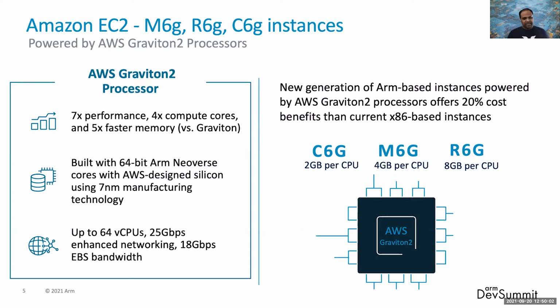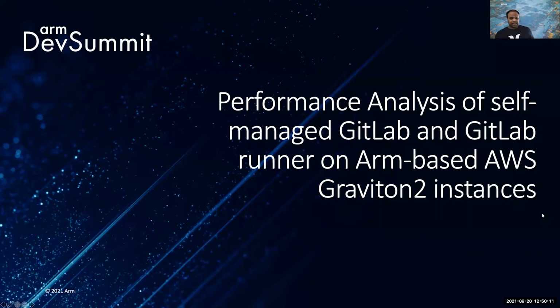So I'm going to go to the next slide, and we are now getting into the GitLab stuff and what we did with the performance analysis part. So before we get into that, I just want to talk about why we chose to do some performance analysis of GitLab on ARM, right? So we wanted to get into a space, and we wanted to collaborate with GitLab as ARM on deploying GitLab and GitLab Runners, both on ARM-based platforms and AWS Graviton2 instances.